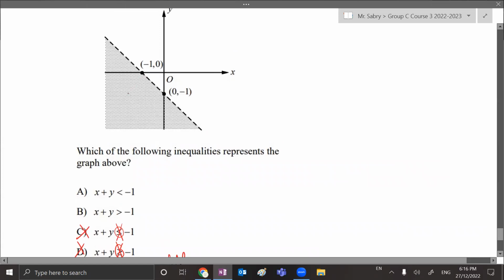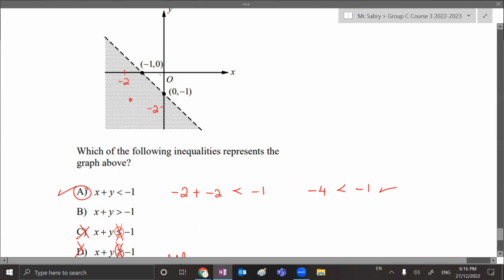So what we're going to do is pick a point in the shaded region. So for example, pick, let's say -2 and -2. That's definitely in the shaded region. And substitute into the equation, -2 plus -2, and check if it's less than -1 or not. So -2 plus -2 is -4, and yes, it is less than -1. The inequality is true. So therefore, A is definitely the correct answer.